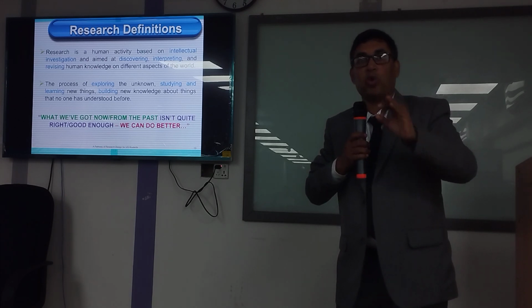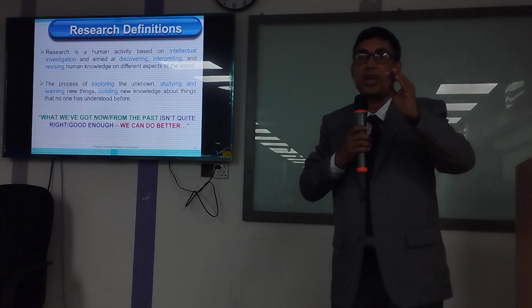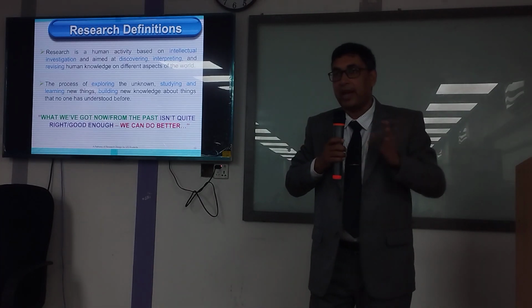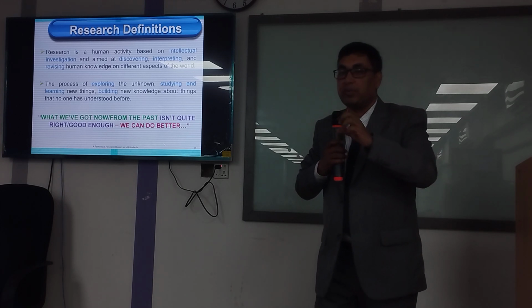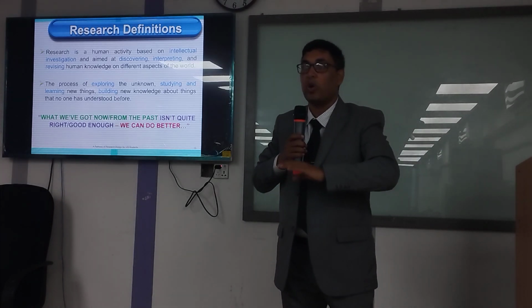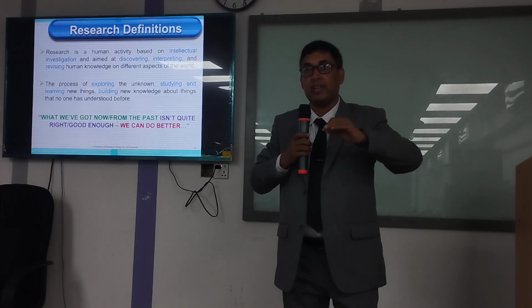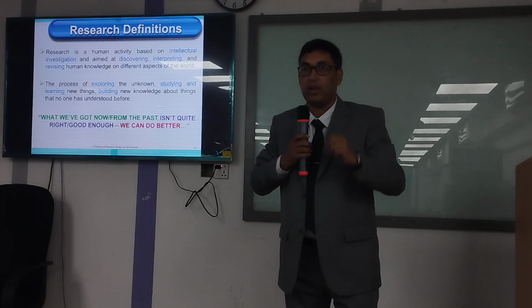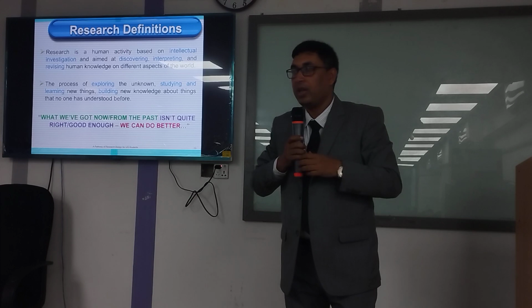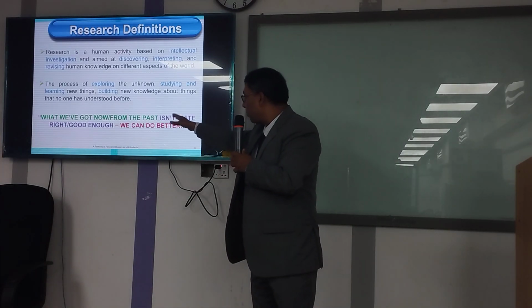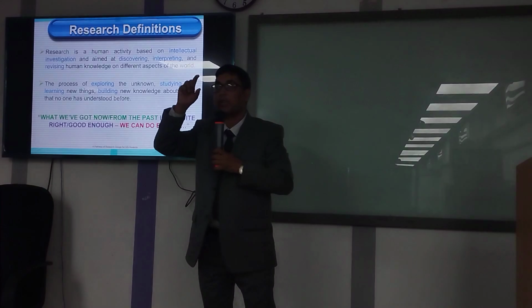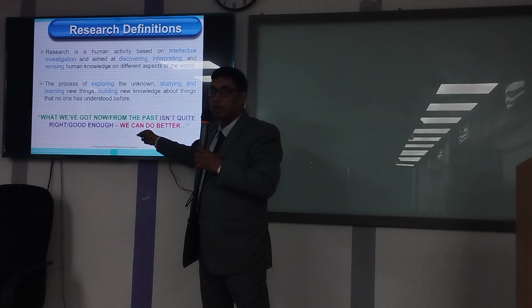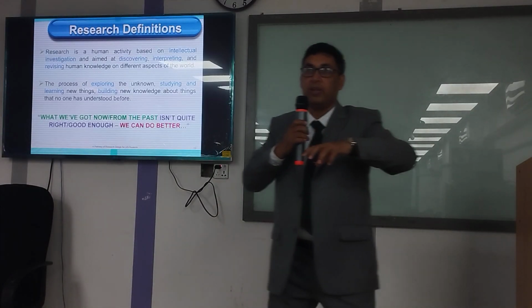For example, we are going to develop a machine learning algorithm to predict diabetes. You can do it individually, no problem. You can carry out this research individually, but you cannot do it in isolation, because you need all the things that have already been done in this field. You have to think about which machine learning algorithms are already standard to predict diabetes or to detect diabetic patients. So that means what we have got now from the past is not quite right or good enough. That is the research gap. And on that, we will go for a better one. So this is a very simple story.